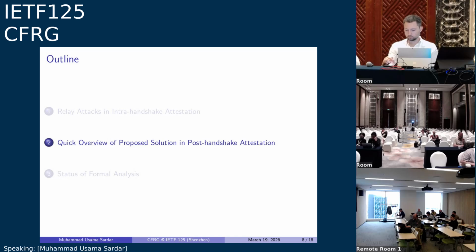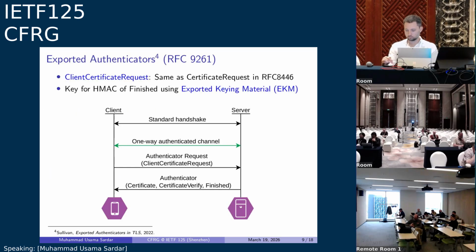So the second part gives you a quick overview of what we propose as a possible solution, or what the cryptographic mechanisms could be for designing a purely secure solution. As a recap, there is RFC 9261, which develops a standard handshake for a one-way authenticated channel, with the server being authenticated by default as per RFC 8446. On top of that, if the server is the attester, the client can send the authenticator request, which is just a copy of the certificate request defined in RFC 8446, but the other way around. So it's the client which generates that message rather than the server.